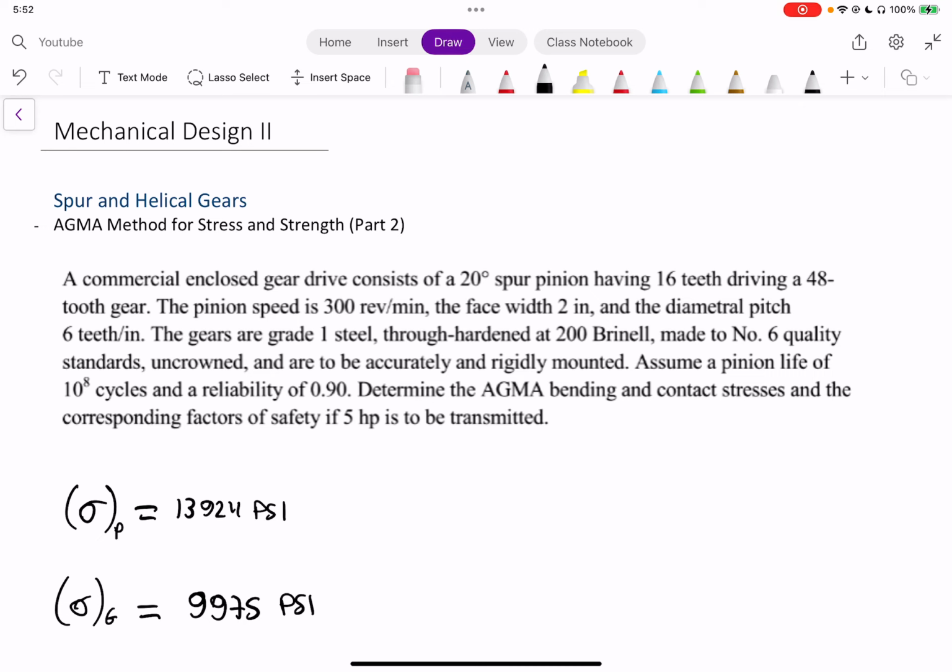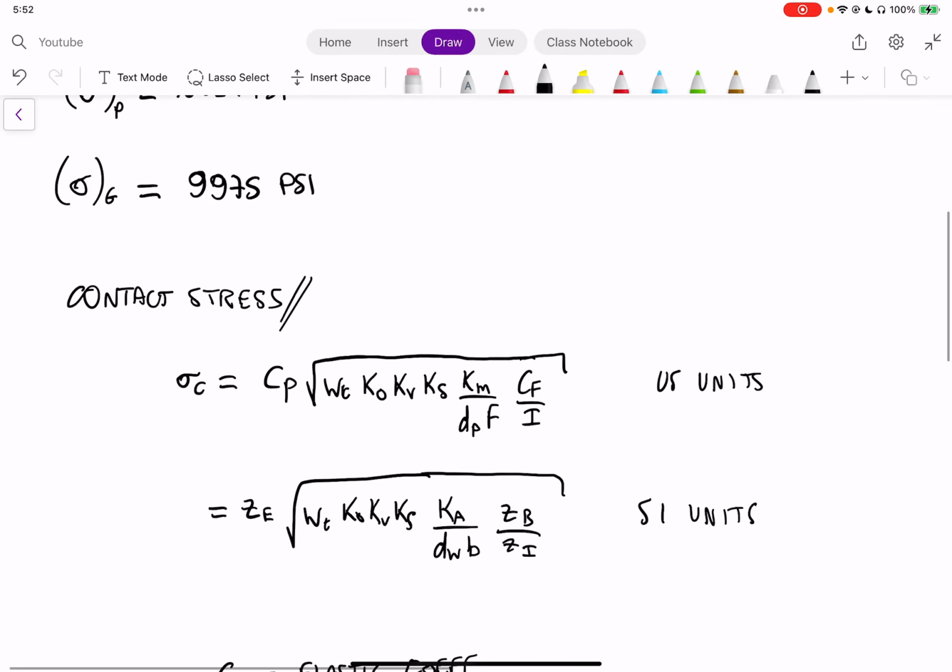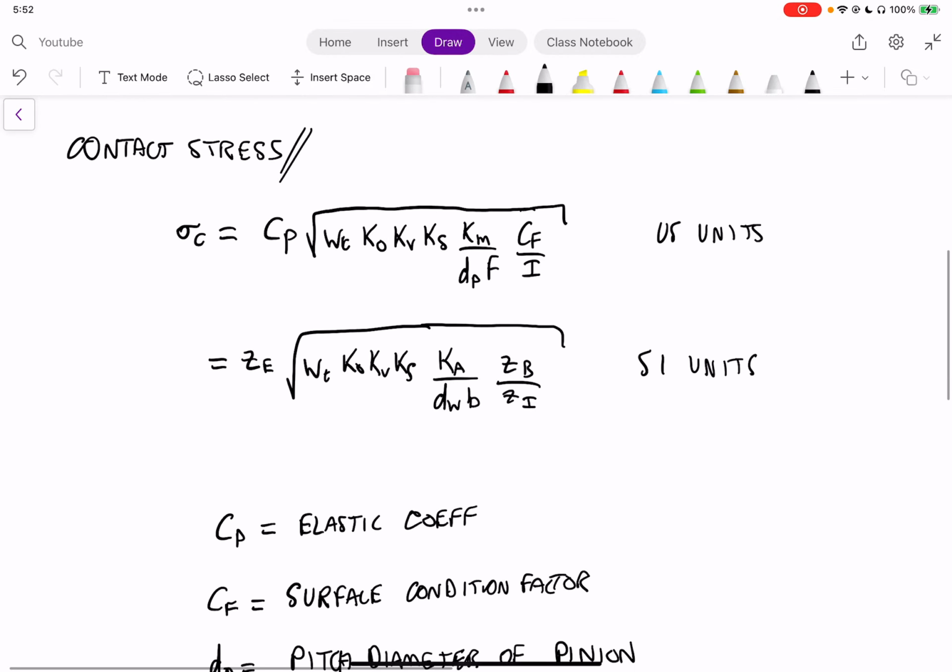So just to summarize what we've done in part one of these videos on the AGMA method, we found the bending stress for the pinion and the bending stress for the gear. And now what we're going to do is find the contact stresses, and after that work to find the factors of safety based on the power transmitted. So we're going to start by writing the equation down for contact stress, and then we'll call back the problem at hand and solve it based on this.